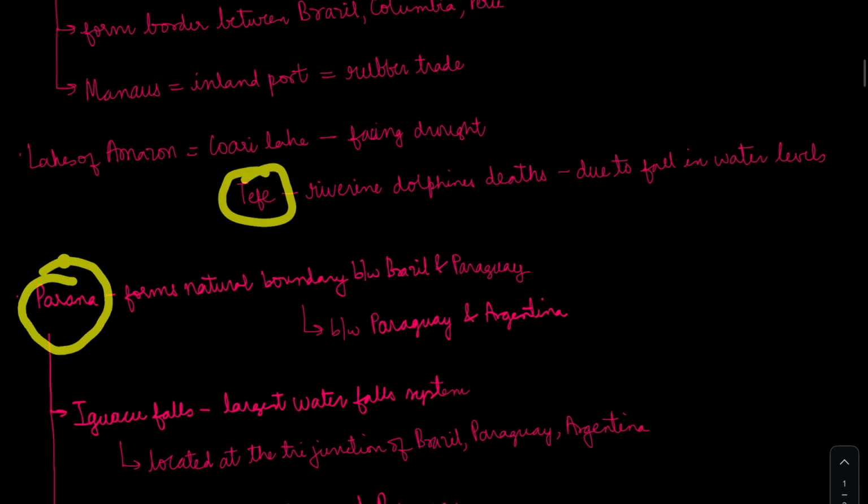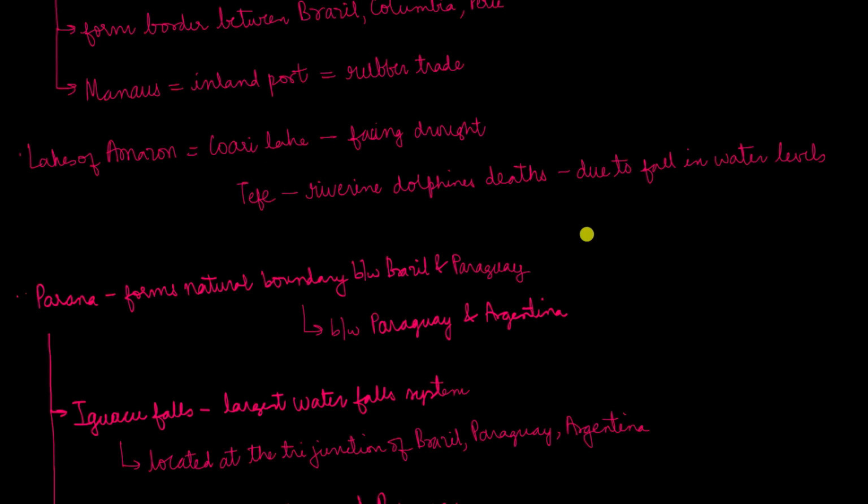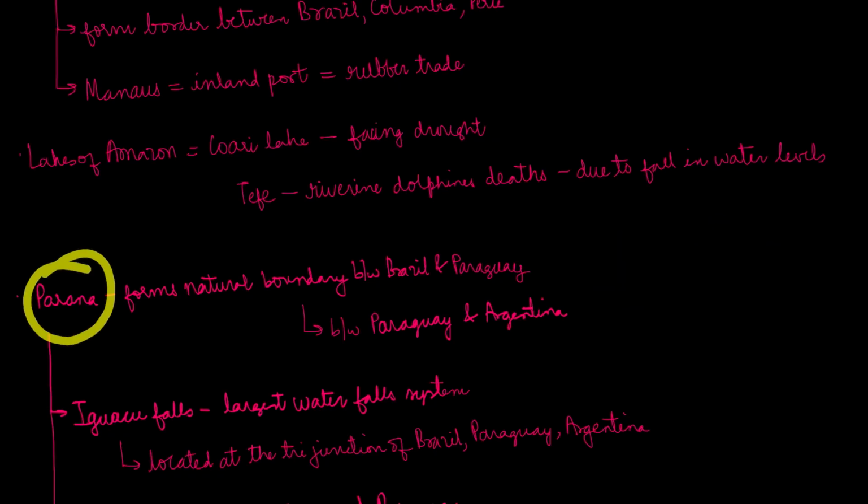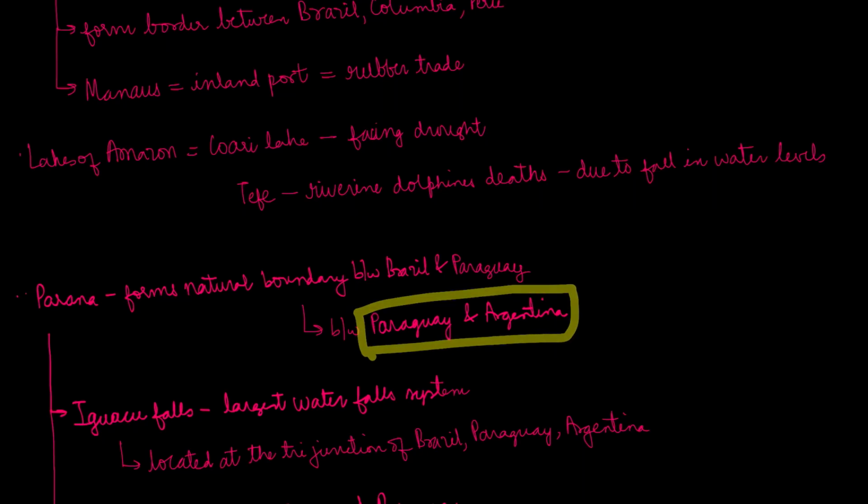Then Parana River. You might have also seen that movie Piranha. That was a deadly fish. So maybe you could remove it from there. So the Parana River forms a natural boundary between Brazil and Paraguay, and also between Paraguay and Argentina.